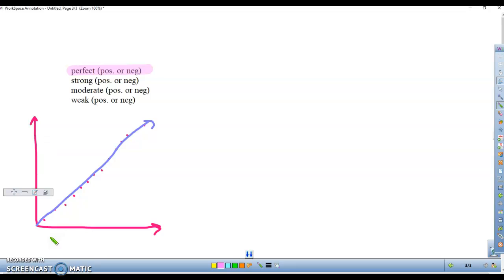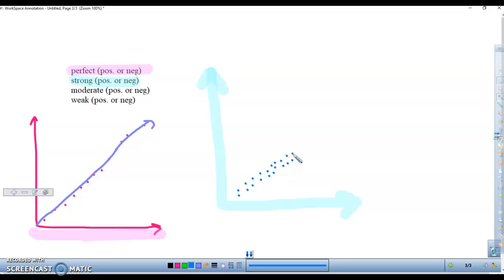That would be a perfect correlation. Okay, so we'll highlight perfect correlation. That's this graph. Strong correlation is going to be a similar idea, except for now, instead of being perfectly lined up, they're just going to be really close to forming a line. So it might look something like that. And I can draw a line of best fit through these, or most of these, but they're very, very close to the line. That's a strong correlation.